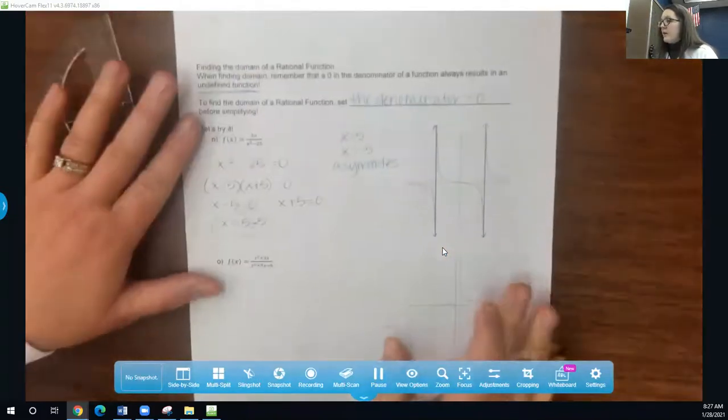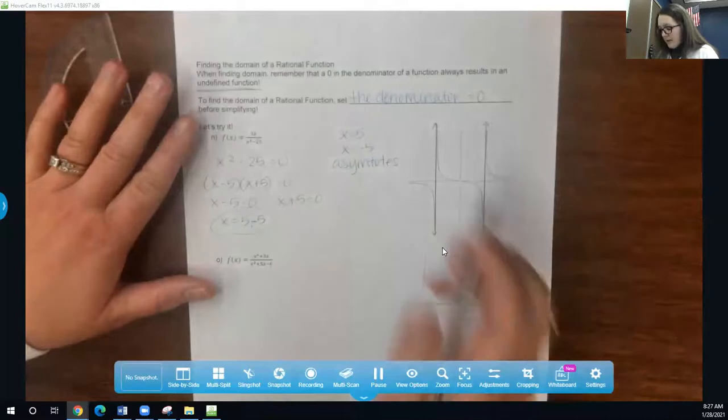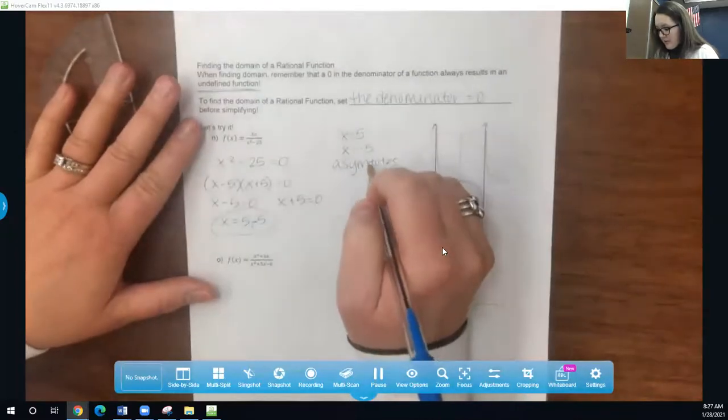Weird word, right? Is there a P? I think there's a P. I'm going to have to look that up. Yeah, asymptotes.